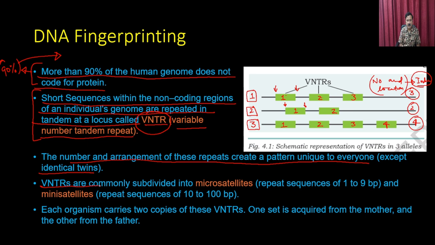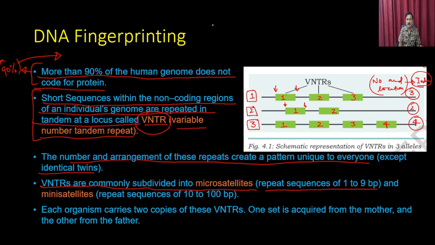VNTRs are further divided into microsatellites. These are repeat sequences of 1 to 9 base pairs. So, remember that VNTRs are small sequences, a small stretch of DNA, but longer in number, right. It could be 100 and 200 base pairs, whereas you can further divide these VNTRs into microsatellites, okay.